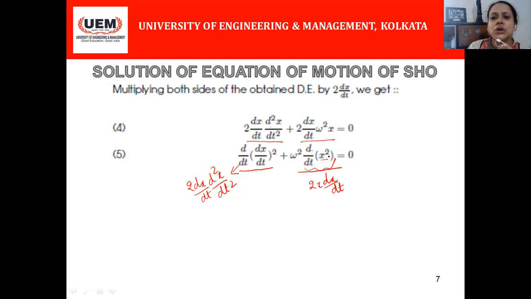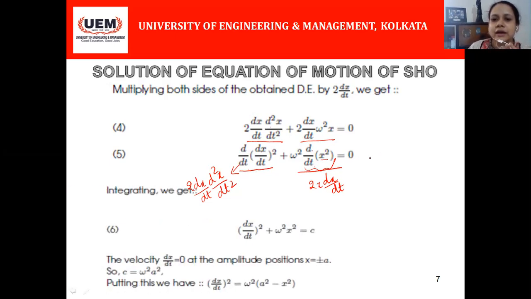Now, since this happens, we can rewrite equation 5 as ddt of dx dt whole square plus omega square x square is equal to 0. Taking the ddt outside, we can write it in this form.